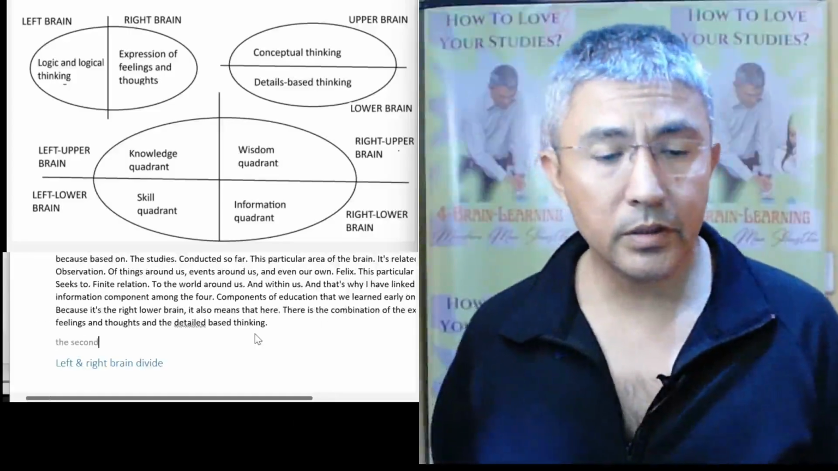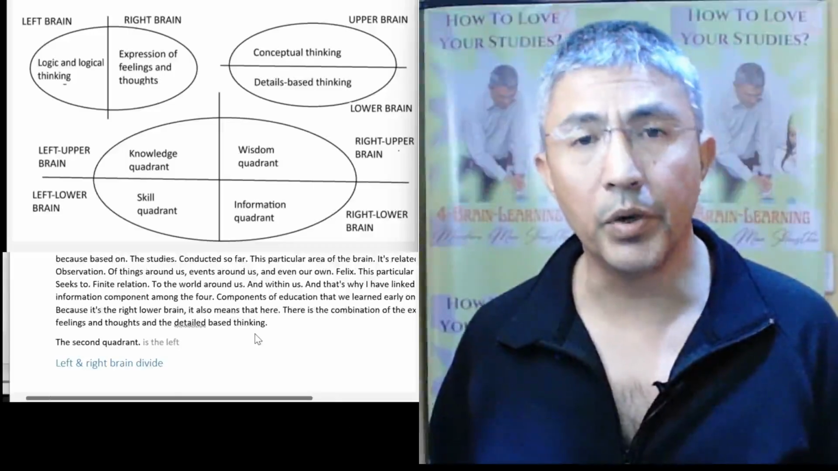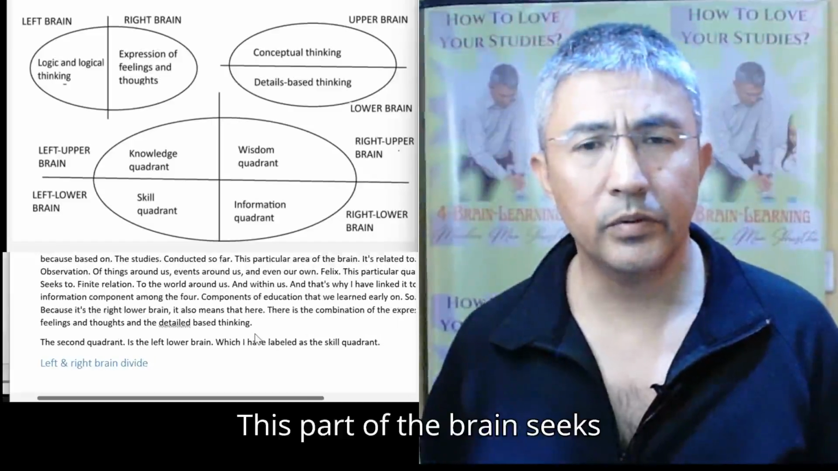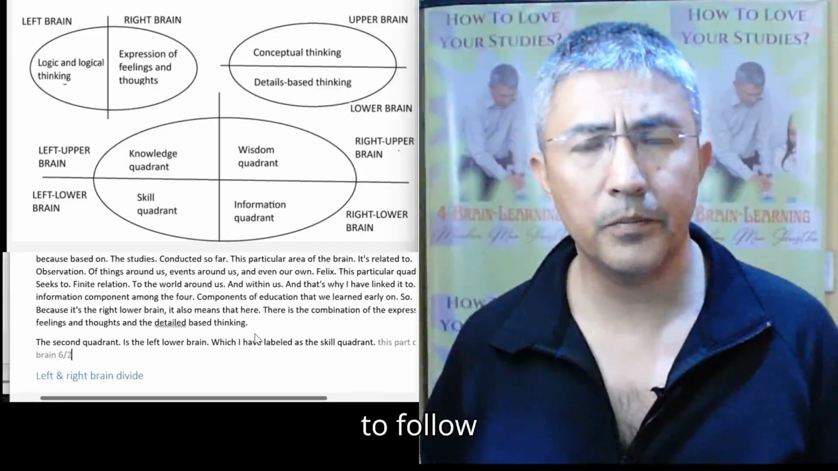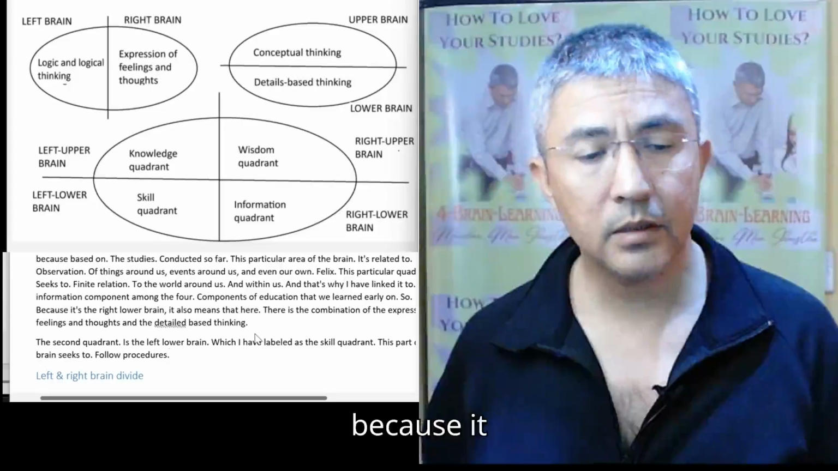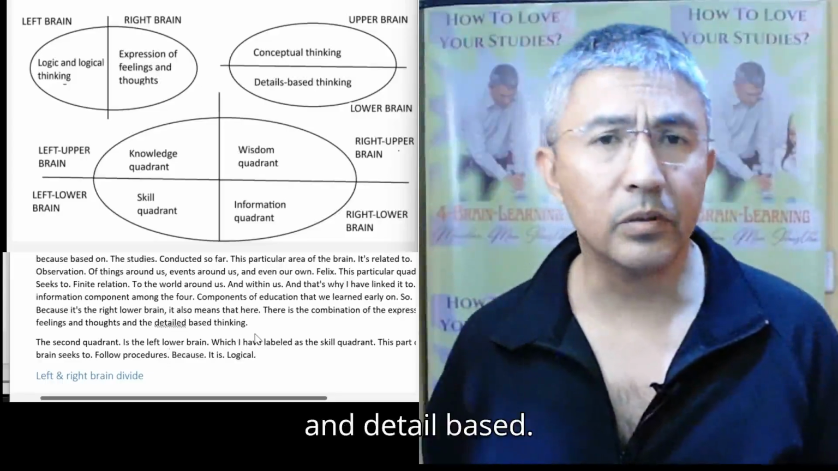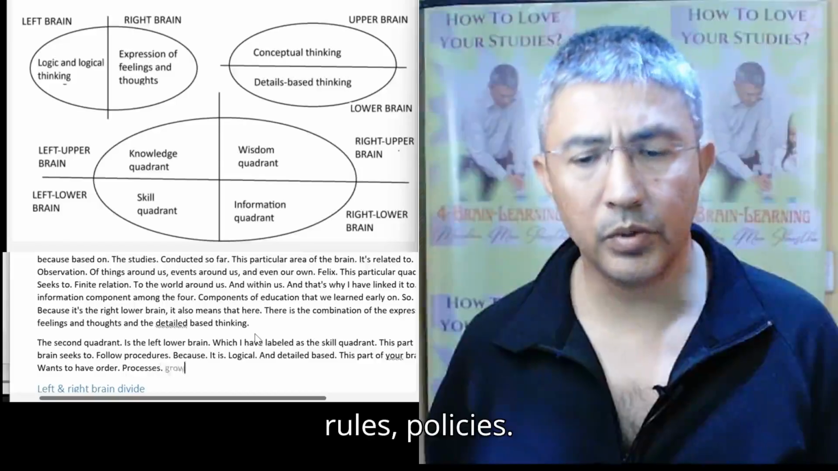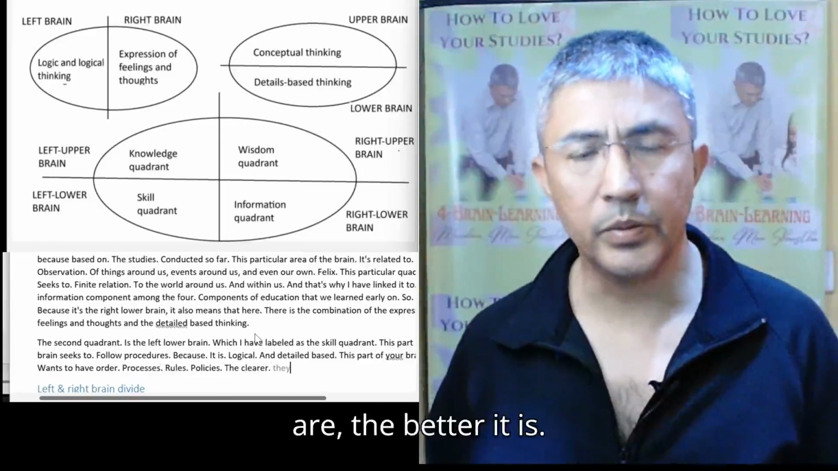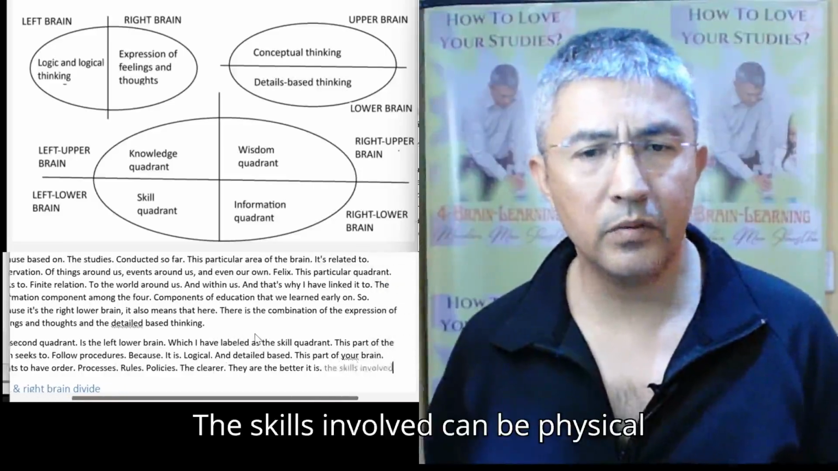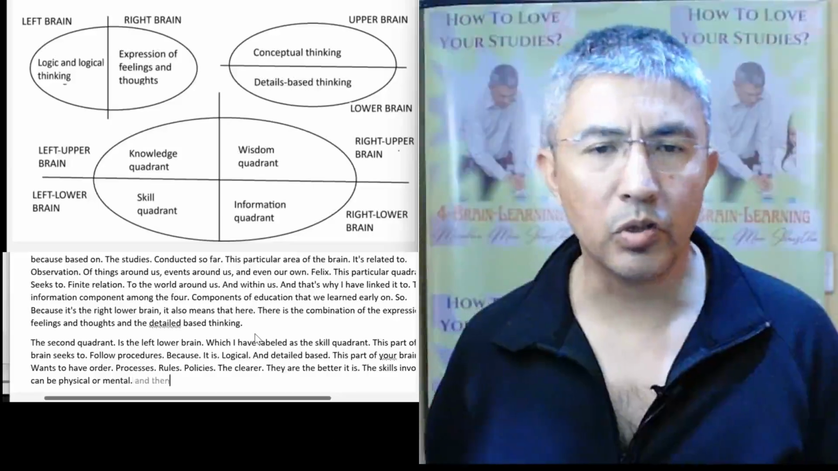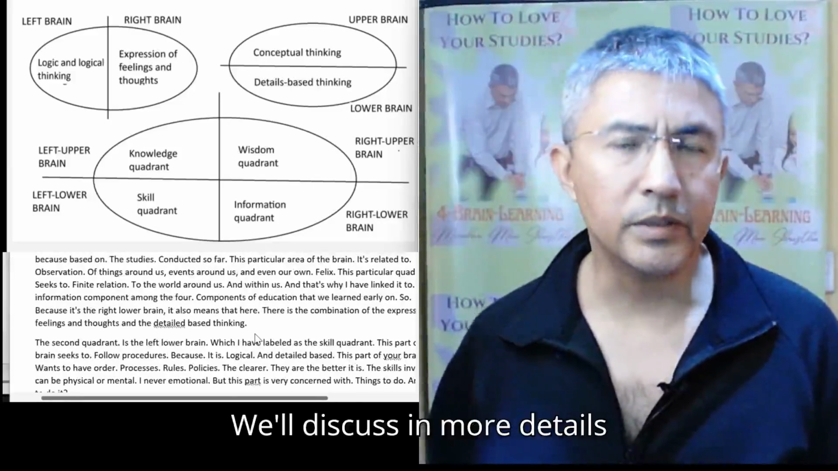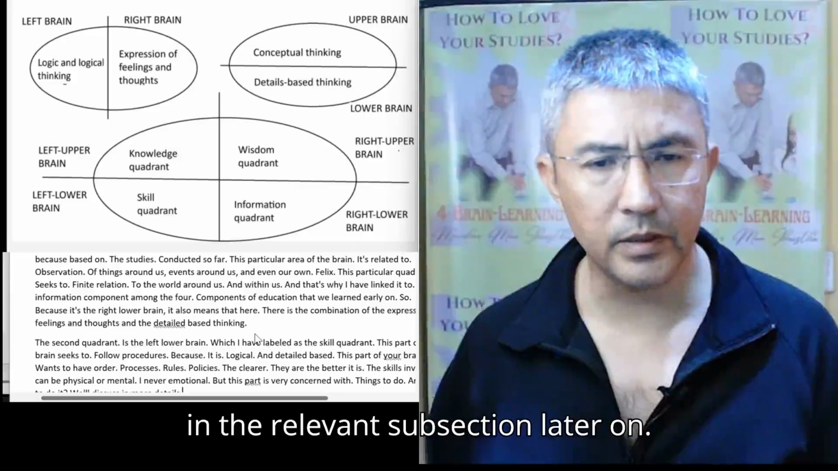The second quadrant is the left lower brain, which I have labeled as the skill quadrant. This part of the brain seeks to follow procedures because it is logical and detail based. This part of the brain wants to have order, processes, rules, policies. The clearer they are, the better it is. The skills involved can be physical or mental and even emotional, but this part is very concerned with things to do and how to do it. We'll discuss in more detail in the relevant subsection later on.